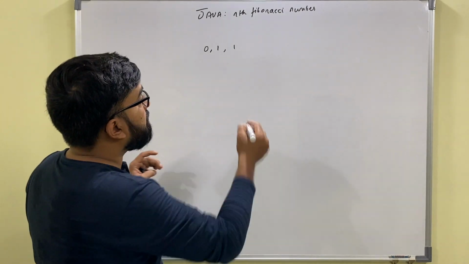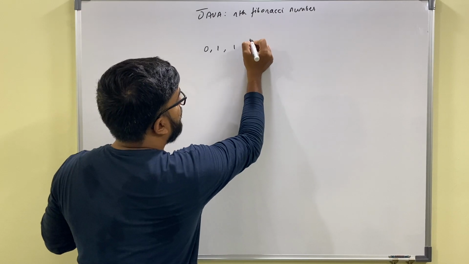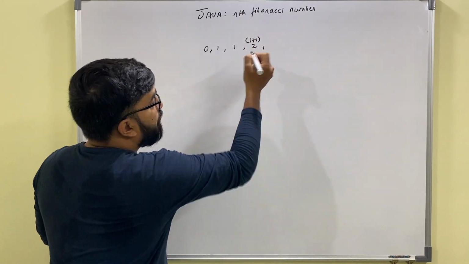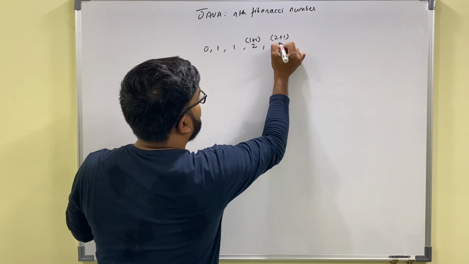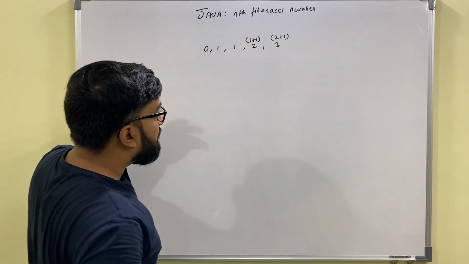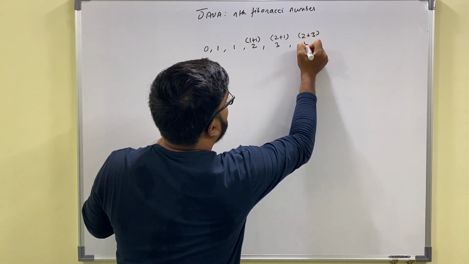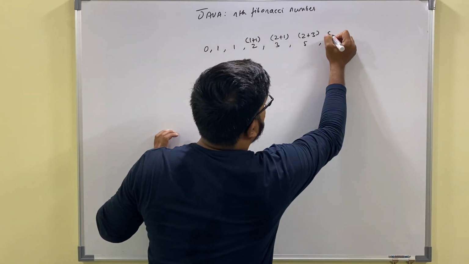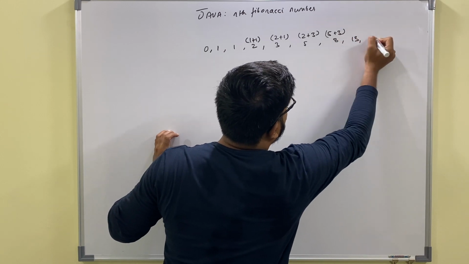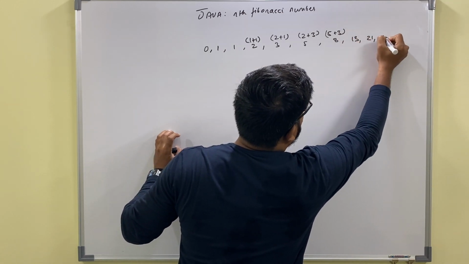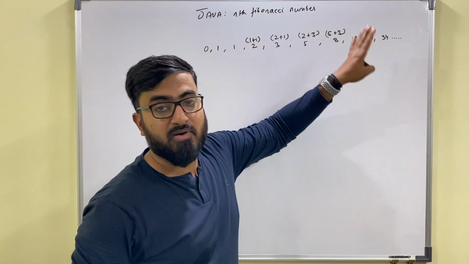To find the next term, you add the previous two terms. So you add 1 plus 1 to get 2. To find the next term, you add the previous two terms. So you add 2 plus 1, you get 3 as the next term. Similarly, the next term is 2 plus 3, which is 5. The next term is 5 plus 3, 8, 8 plus 5, 13, 13 plus 8, 21, 21 plus 13, 34 and so on. This is the Fibonacci sequence.